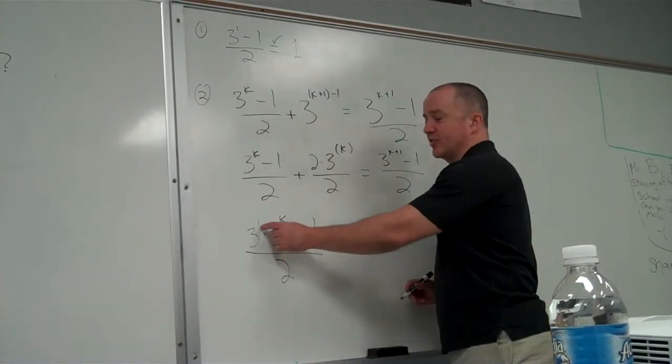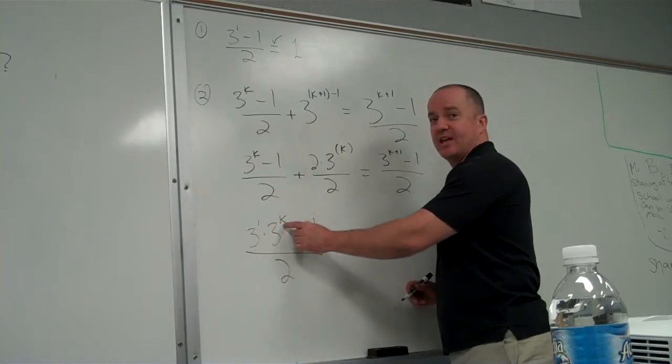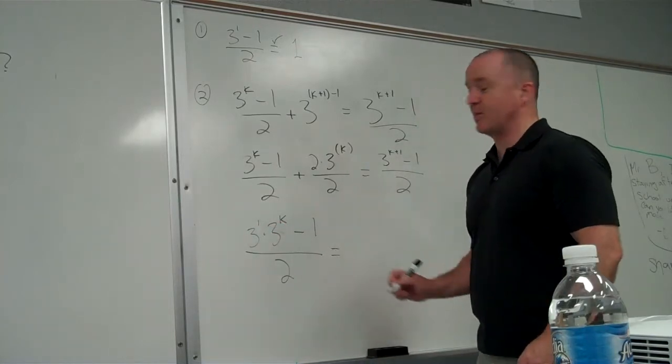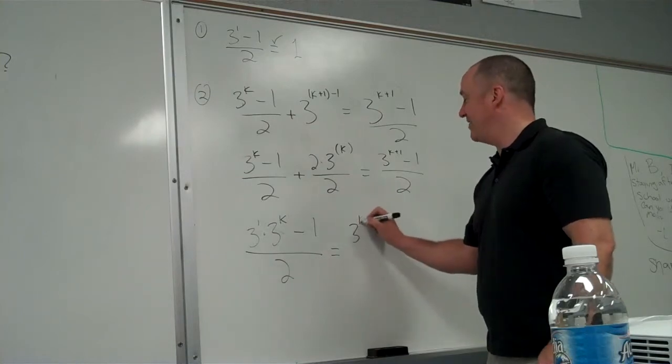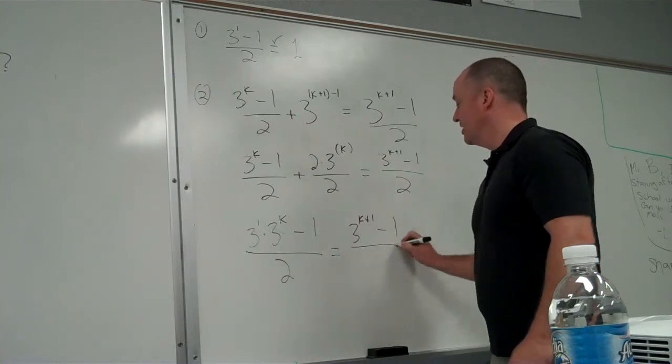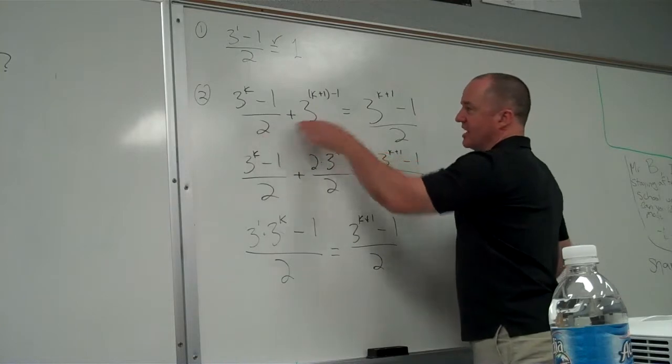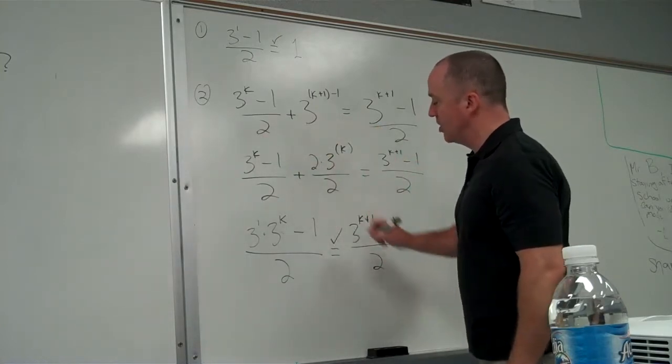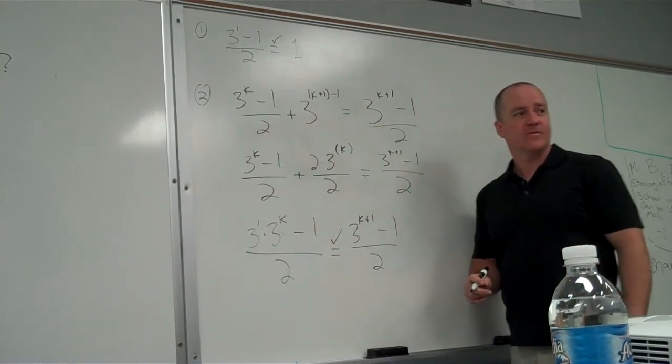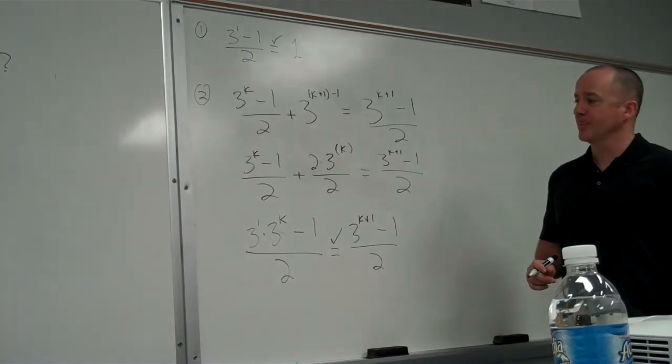I can make this. What is 3 to the first power times 3 to the k power? What can I do with those exponents? Oh, k plus 1. I can add the exponents. Very good, Lauren. And now, this side is equal to this side. This formula will always work.